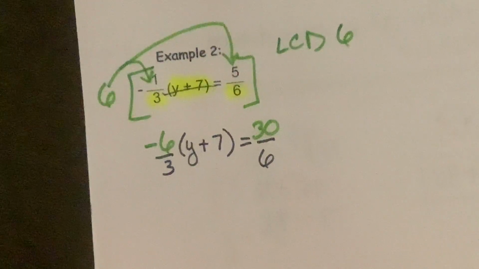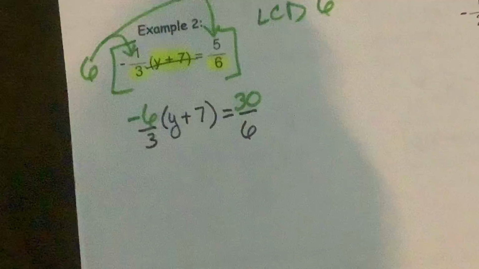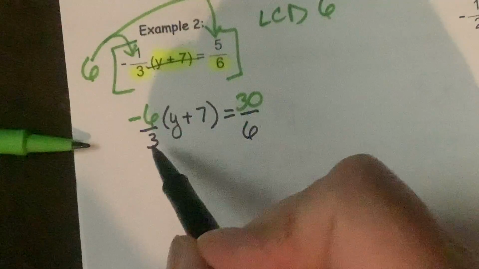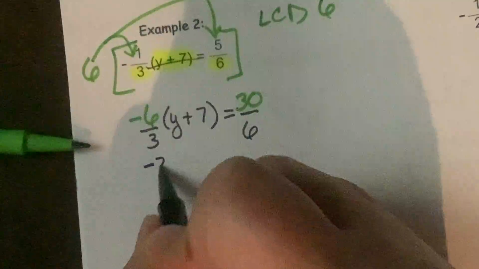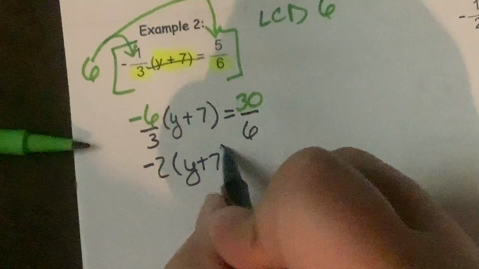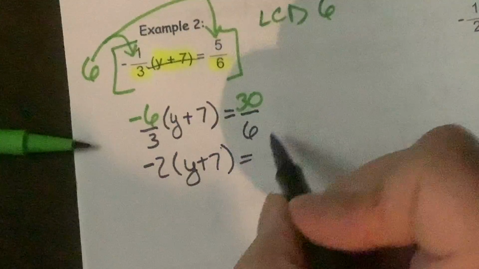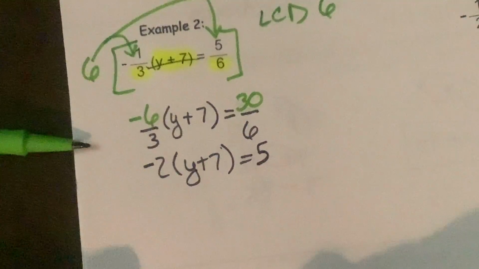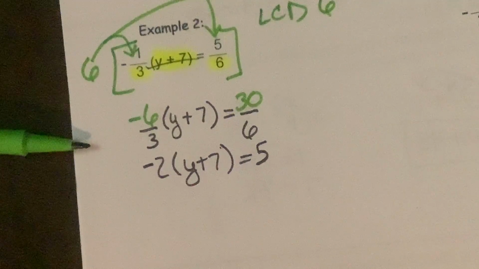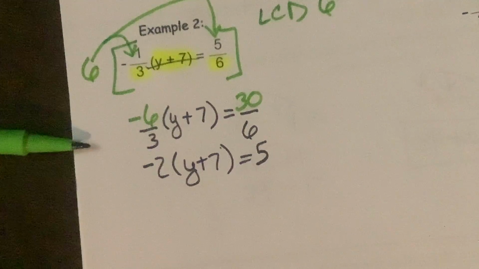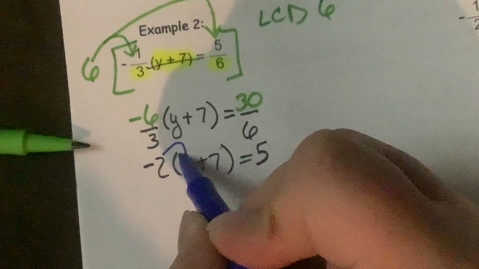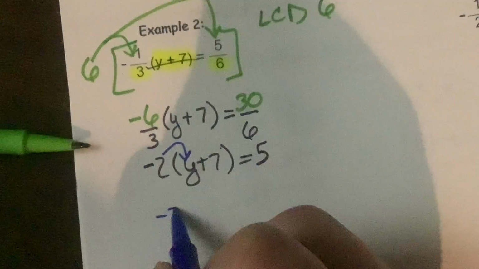Okay, now this is a lot easier once I do this. 6 divided by 3, negative 2, times y plus 7 equals 30 divided by 6 is 5. All right. Now, I'm going to multiply what's outside the parentheses times what's inside the parentheses. So, negative 2 times y, negative 2y.